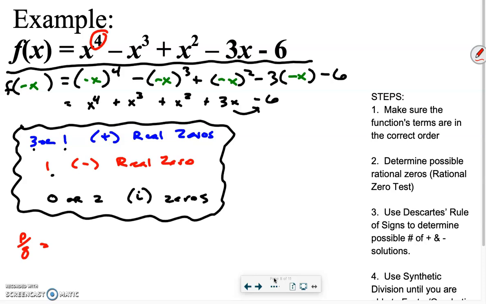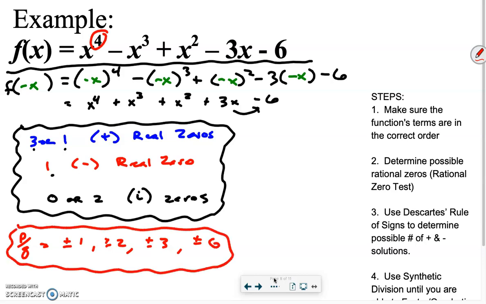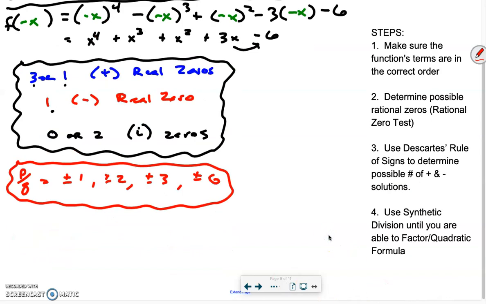Looking at my constant of negative 6, its factors are plus or minus 1, plus or minus 2, plus or minus 3, and plus or minus 6. So again, this is my list of possible rational zeros. One of the things that I like to do, and I think you've already seen me do it, is write them in order. So we've got negative 6, negative 3, negative 2, negative 1, 1, 2, 3, and 6. These are all of our possible zeros.